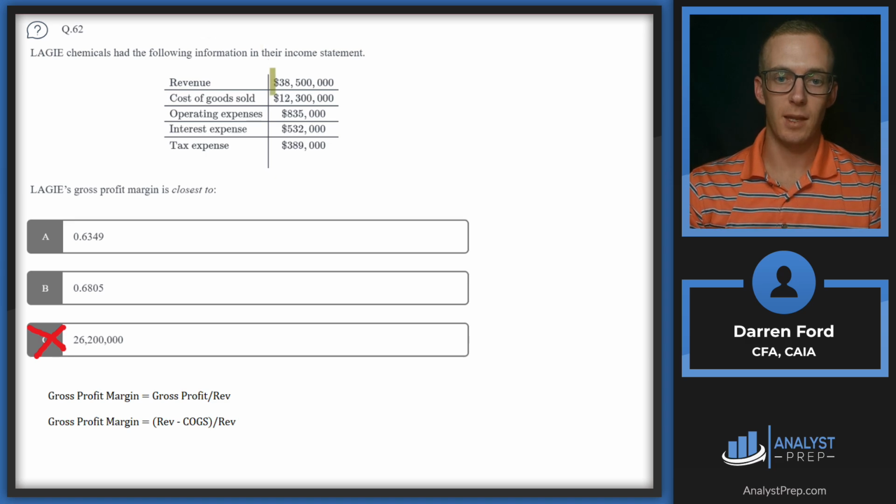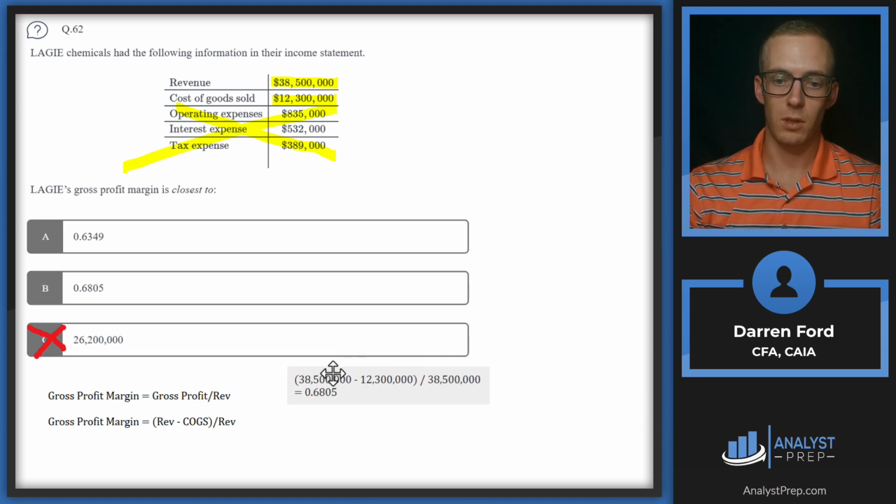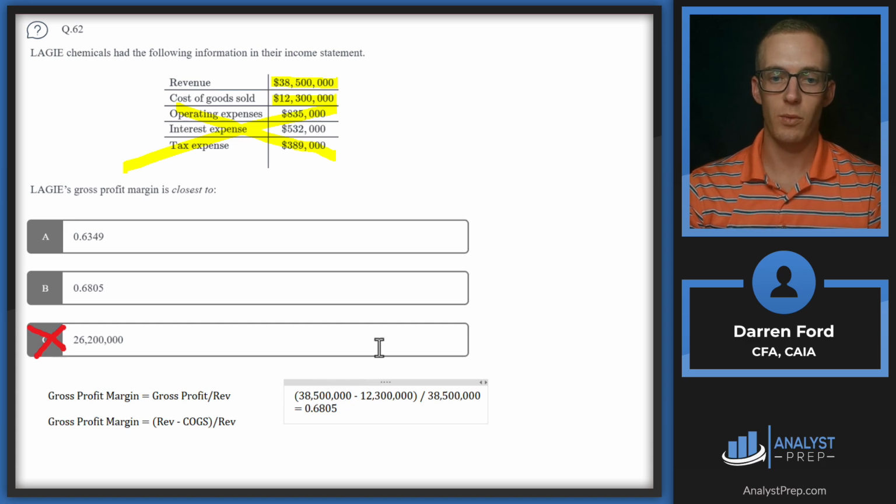So we'll just be looking at these two numbers here and not paying attention to these three at the bottom. So pulling that in, we've got our 38.5 million, subtract out the 12.3 million cost of goods sold. And then we divide that by the revenue again, which gives us 0.6805, which we can see is answer B.